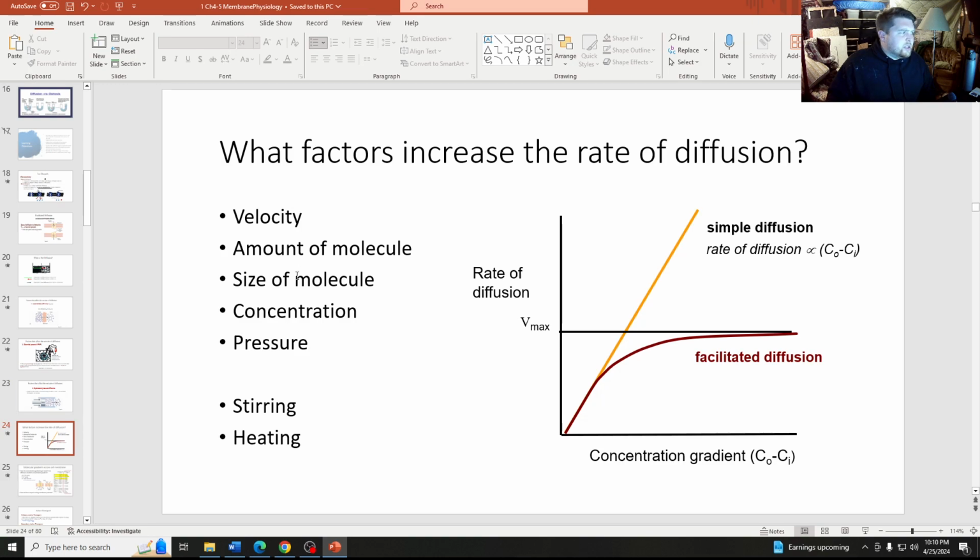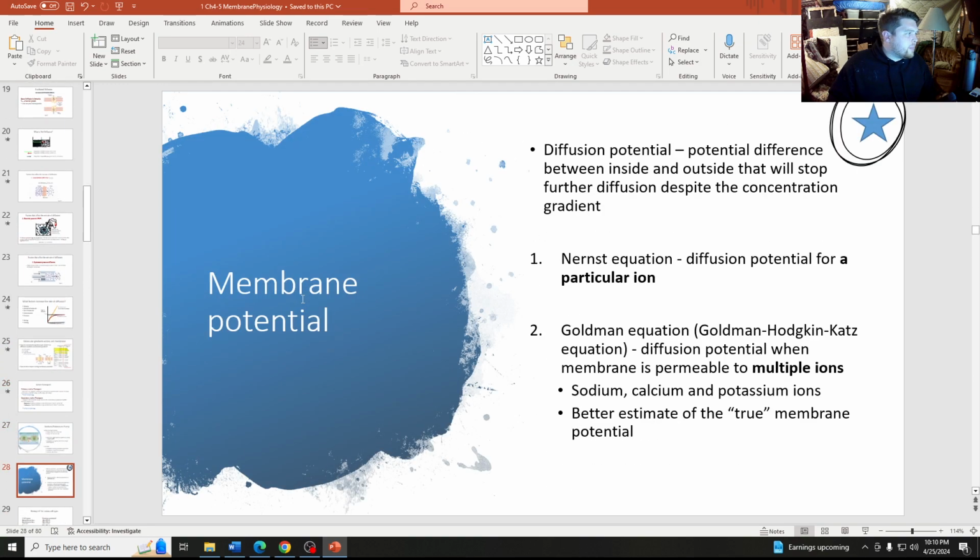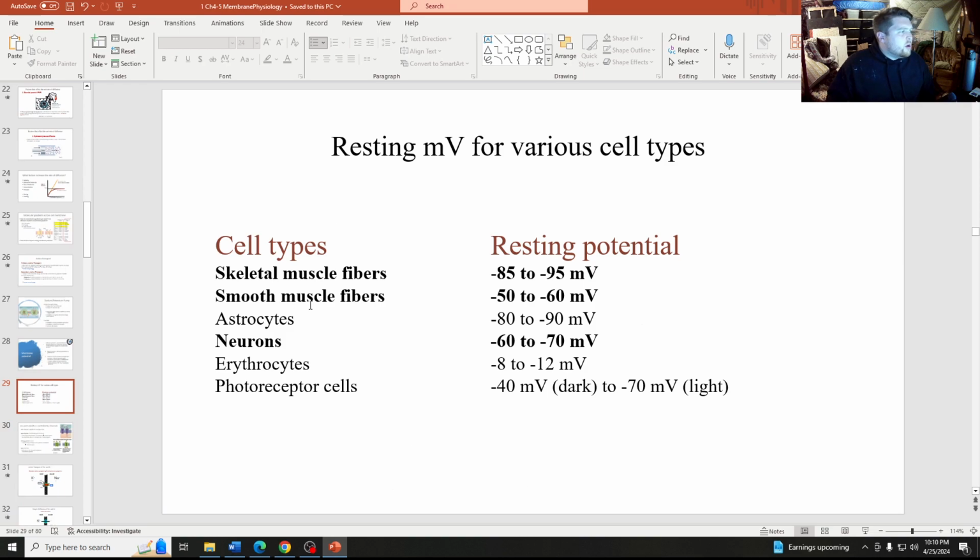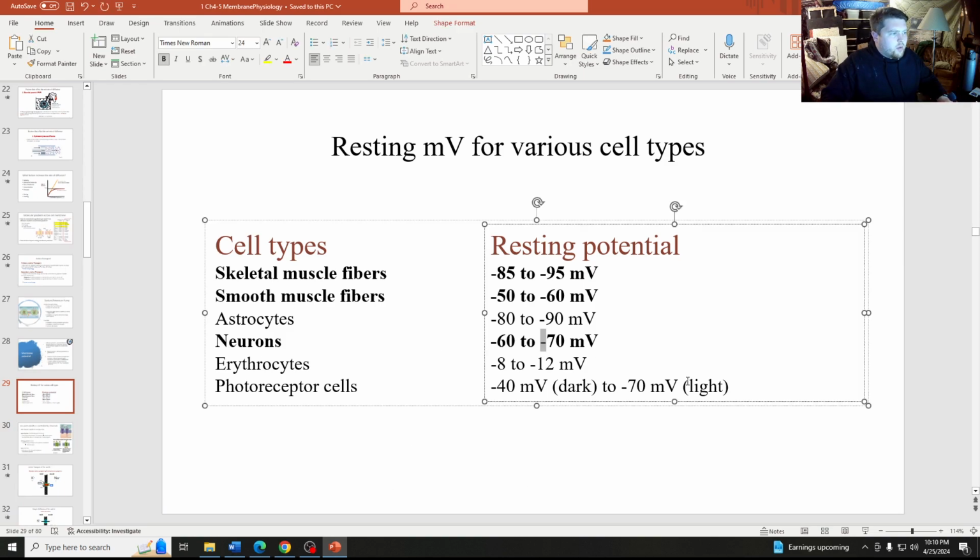We also mentioned very briefly that for neurons, we typically say that those are around -70. That's the value that we're going to stick with, -70 for neurons. Smooth fibers, we typically use -60. Skeletal fibers, we usually use around -90. And I believe cardiac muscle cells are also around that -90 mark.